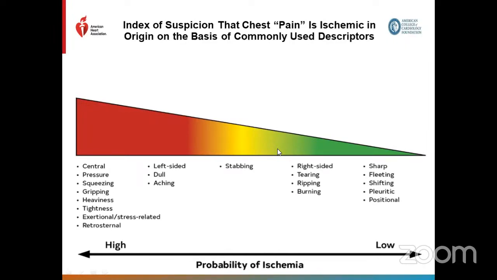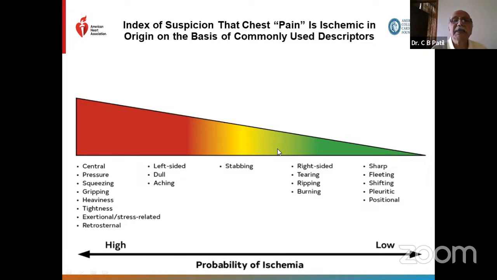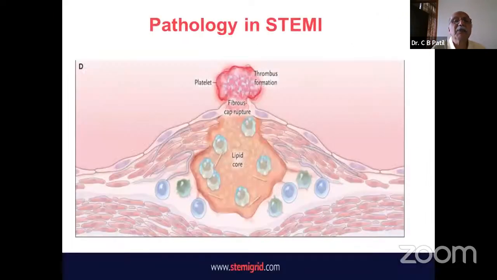Thank you. So in ST elevation myocardial infarction, as you know, the chest pain is a central pressure type, squeezing type, gripping type, heaviness, tightness, exertional or stress related, and often retrosternal, and it is left-sided, dull or aching type, which remains for almost more than 20 minutes. Of course, with autonomic symptoms like sweating, vomiting, giddiness, breathlessness, all these things, which suggest that the myocardial infarction might be happening.